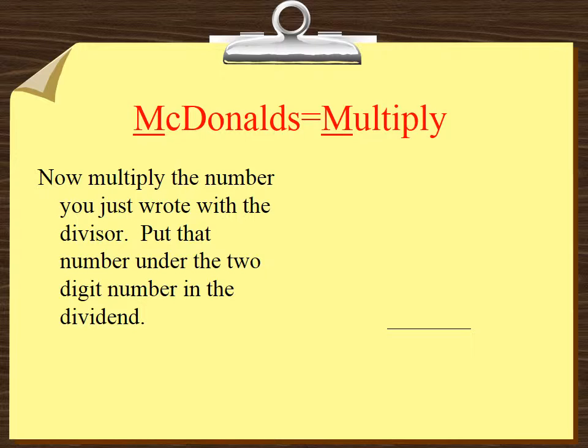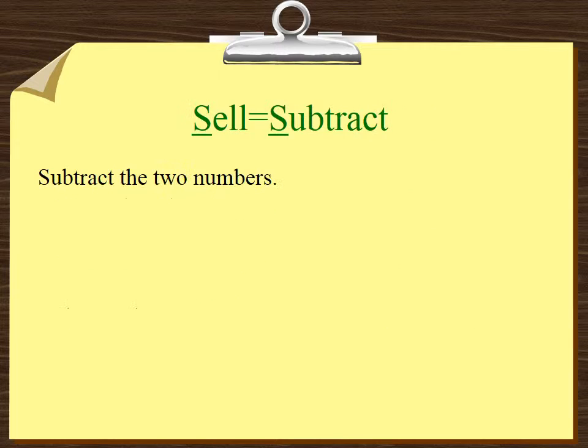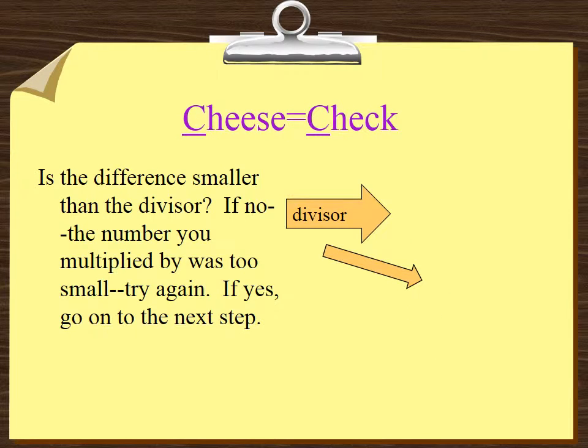McDonald's equals multiply. Now multiply the number you just wrote with the divisor. Put that number under the two-digit number in the dividend. So we put 64 under 65. Sell equals subtract. Subtract the two numbers. 65 minus 64. Is the difference smaller than the divisor?